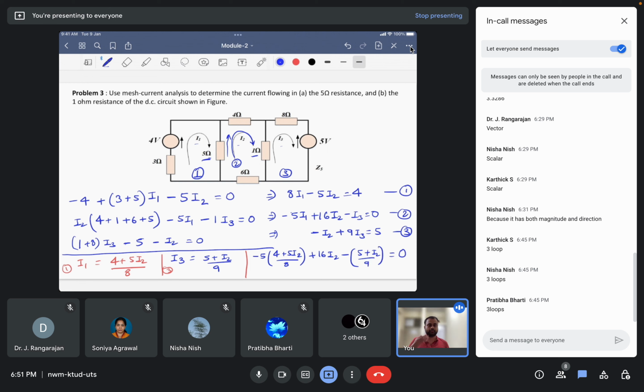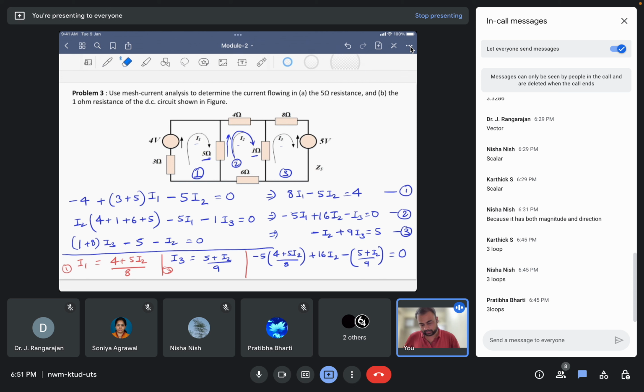So now this has pretty much simplified. We have only I2 here unknown. So anyone who has got the answer for the I2 value, please write the value of I2. I'll be waiting. Anyone? Okay, no problem. I'll just make some space here.